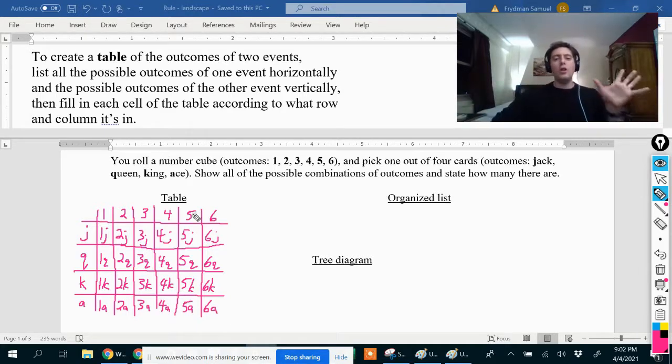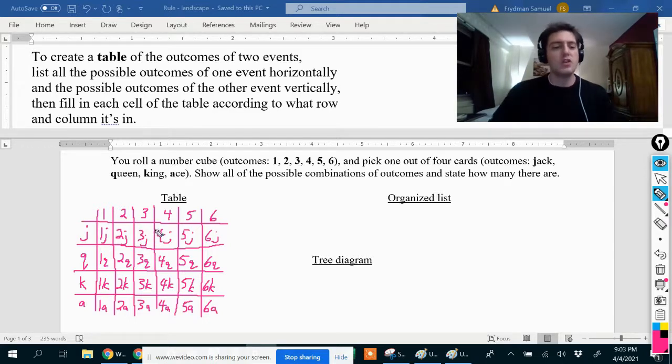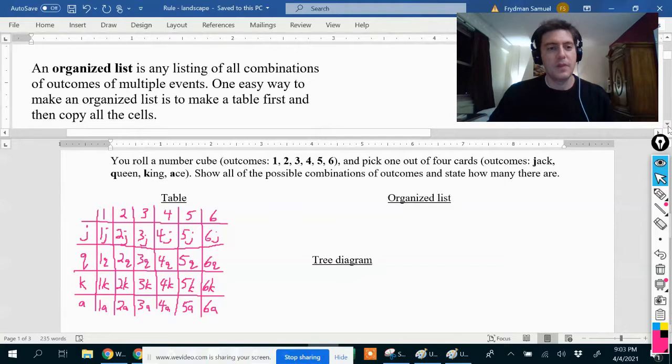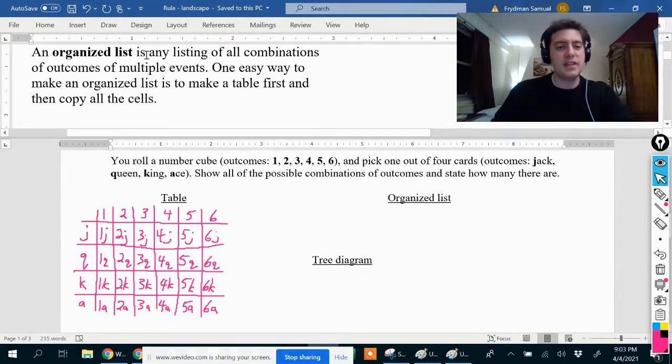So those are all the possible combinations of rolling a die and picking one of those cards, okay? So that's my table over there. Simple enough. Now let's make an organized list. An organized list is any listing of all combinations of outcomes of multiple events. One easy way to make an organized list is to make a table first. Okay, we did that. And then copy all the cells.